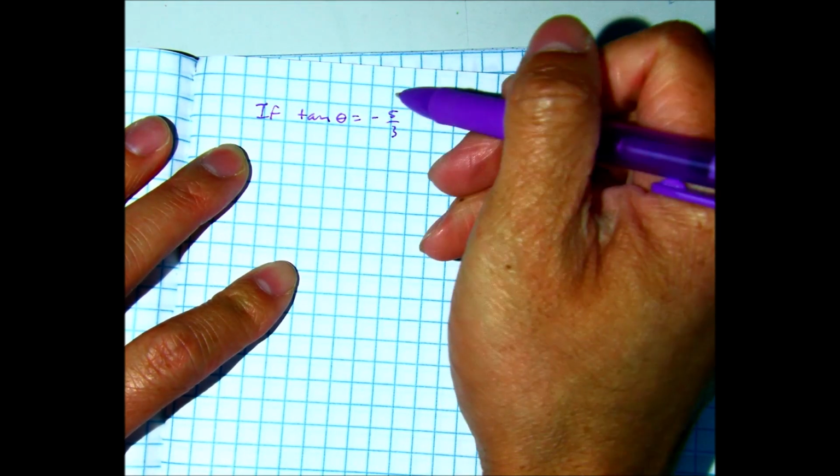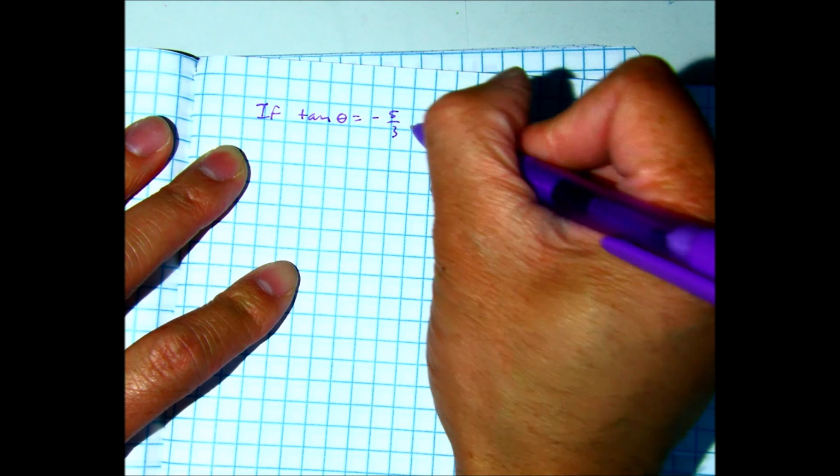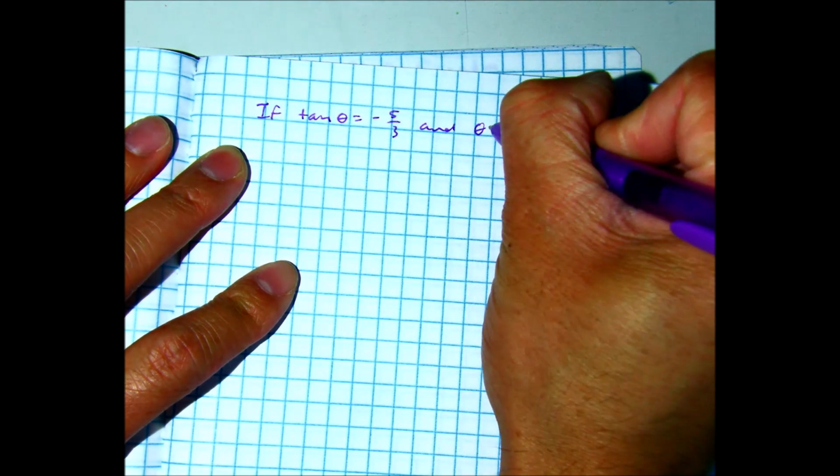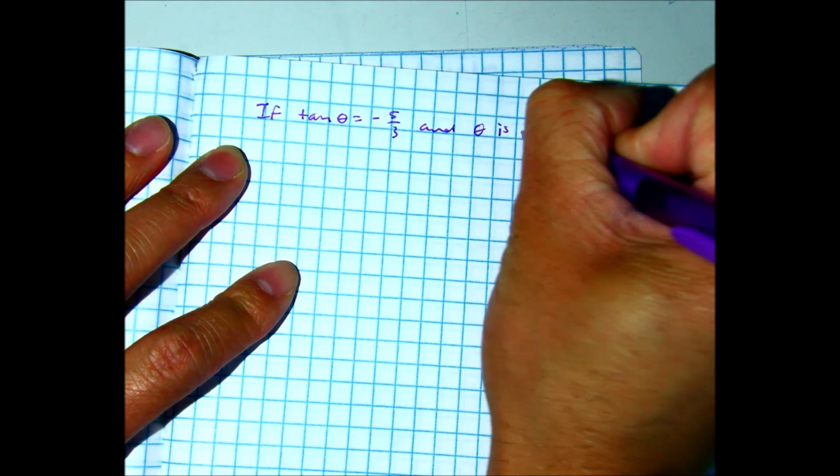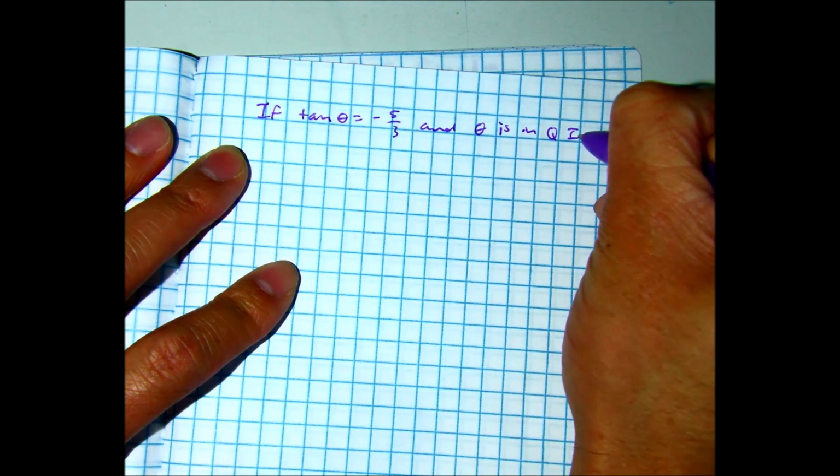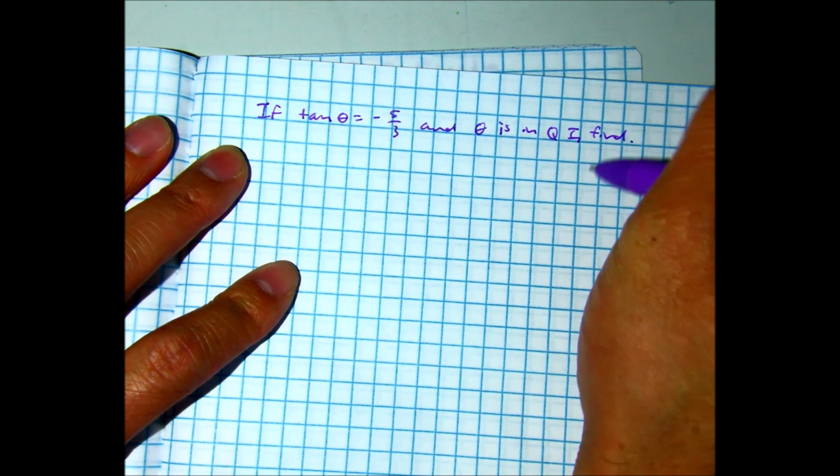If tangent of theta is equal to negative 5/3 and theta is in quadrant 2, find two.